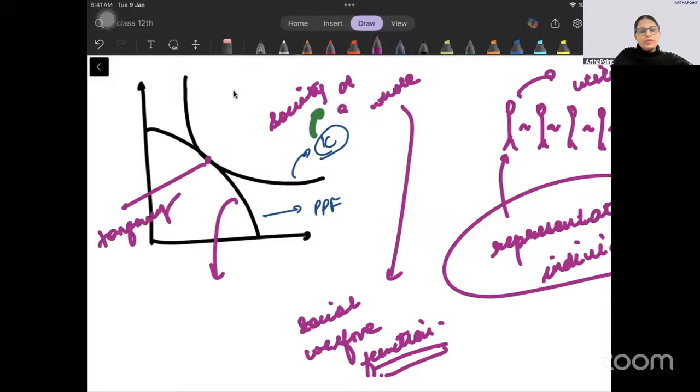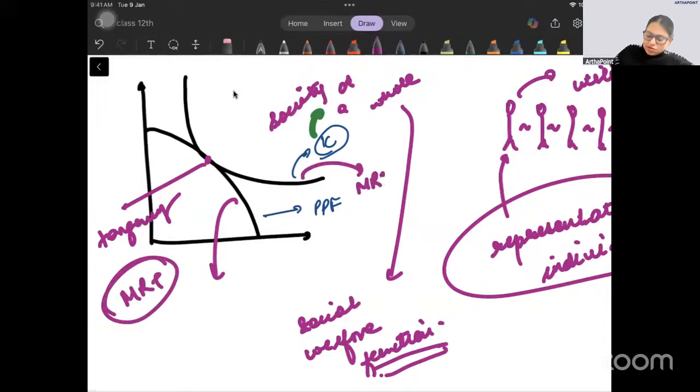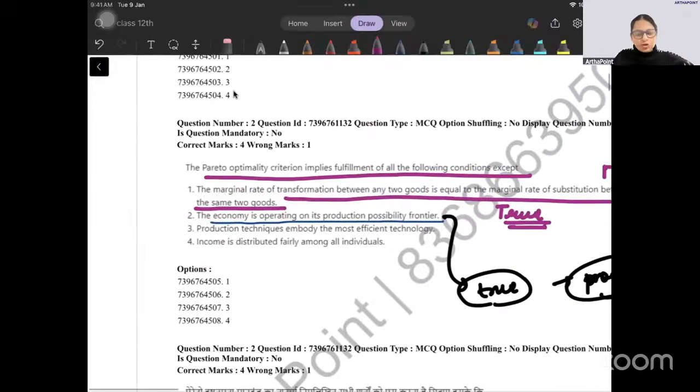Right? We work with the tangency condition. So the production possibility frontier की slope को we can call MRT, marginal rate of transformation. And इसके slope को we can call MRS. Right? So that is condition number 1 जो हमने पढ़ी है. So this is definitely a true statement.